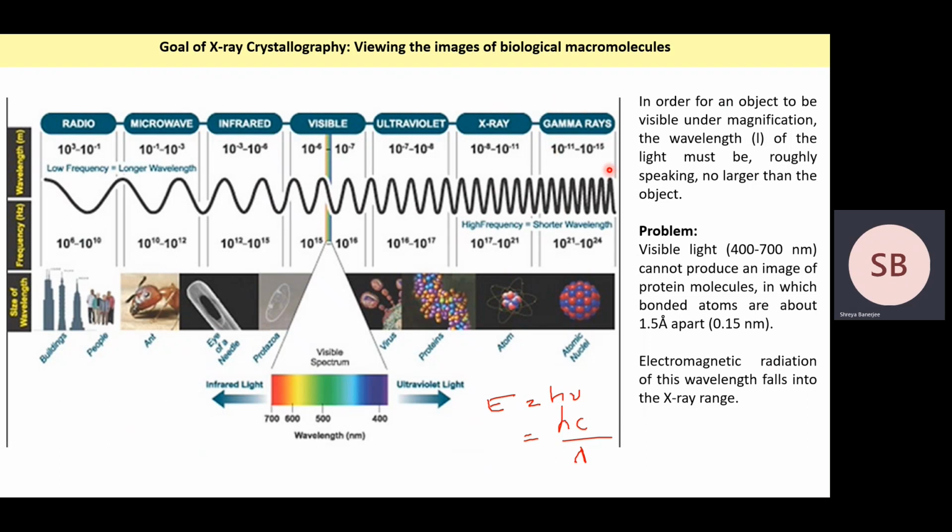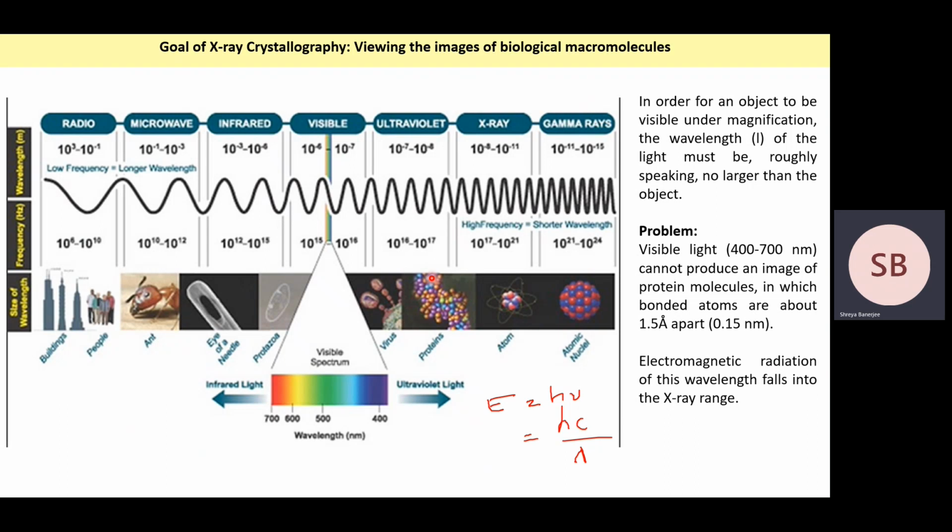So the shortest wavelength are possessed by the gamma rays. That is, they have the highest energy. Then the X-rays, then ultraviolet, visible, IR or infrared, microwave, and radio waves have the largest wavelength, that is the smallest energy.